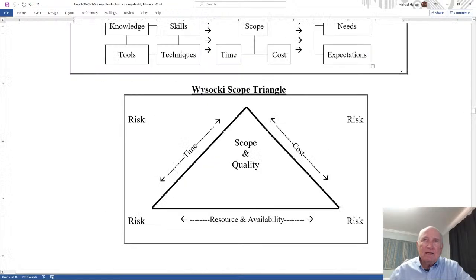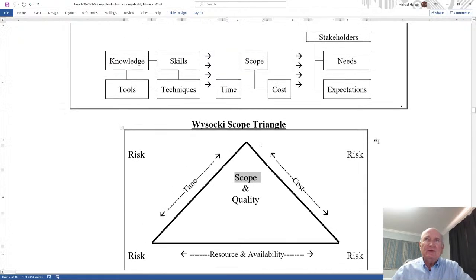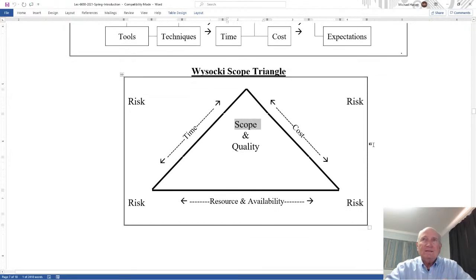Now, Wysocki introduces something broader, something called the scope triangle. Instead of the triple constraint, it's a triangle, and he puts more in there. Instead of scope, time, and cost, the scope is in the middle, time is over here, cost is over here, and resource availability and quality encompass all three of these. And on the outside, you always consider the risk. So Wysocki expands it. Whether you have the triple constraint initially or Wysocki's scope triangle, it's a very good way to approach project management.